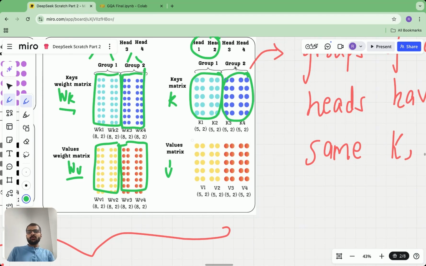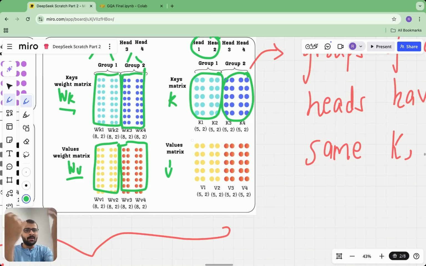So overall, I am still not doing as well as multi-head attention, because in multi-head attention, every head has different content. But here what I'm saying is that I don't want to be as bad as multi-query attention, and I don't want to be as good as multi-head attention.